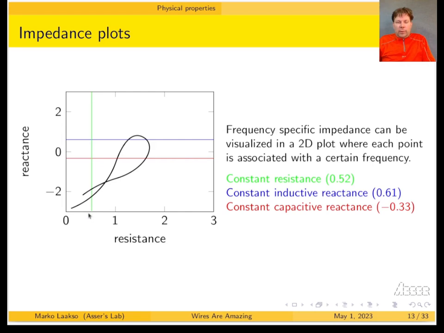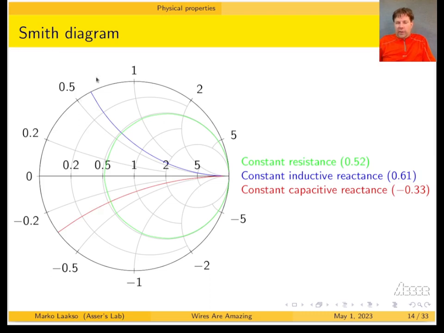Now if we have the constant resistance but the varying reactance, we have these vertical lines, and on the other hand, if the reactance is constant in here, but the resistance has different values for the different frequencies, then you have these horizontal lines. If they are above the 0, then we talk about inductive reactance, and below the 0 we have the capacitive reactance. Now, if we bend this graph a bit, we end up having the Smith diagram.